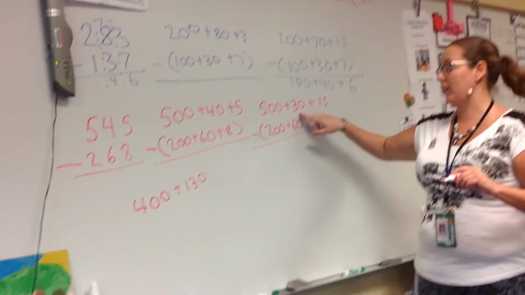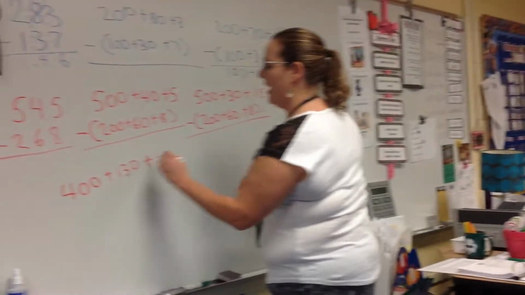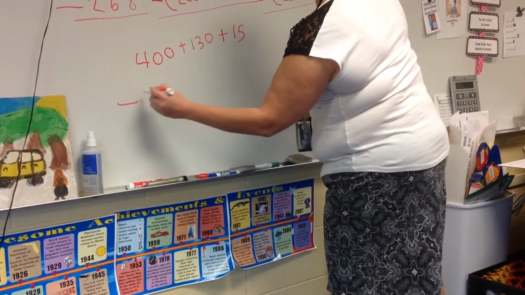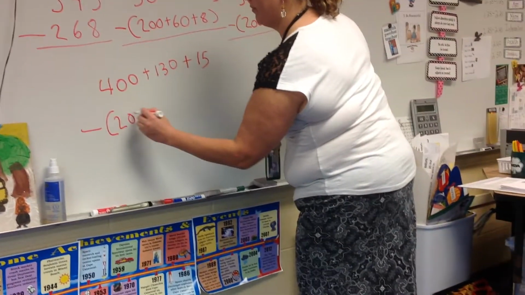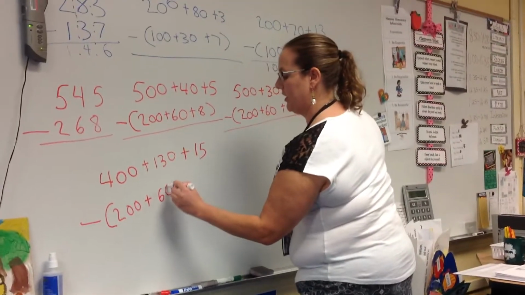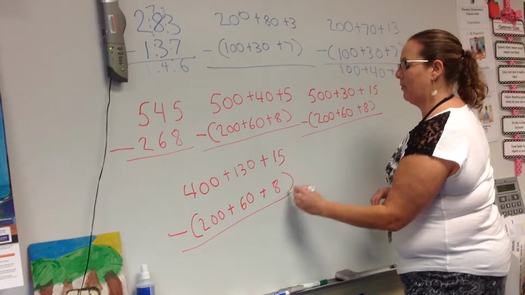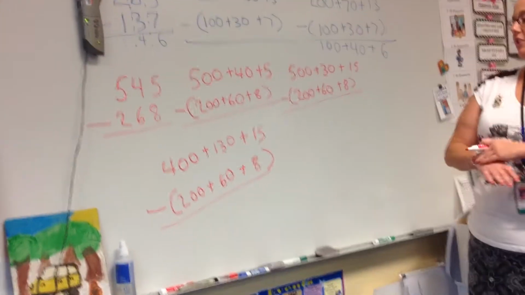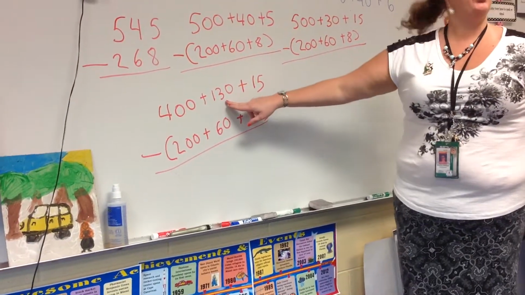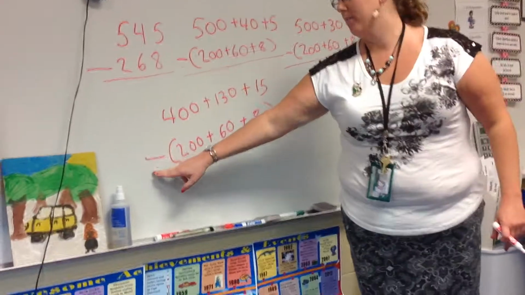So I can do 30 minus 60 now. It's 130 minus 60, and that I can do. Plus 15. Minus parentheses 200 plus 60 plus 8. Am I able to solve this problem now? Yeah. Looks good to me. Because I can do 15 minus 8. I can do 130 minus 60. And I can do 400 minus 200.